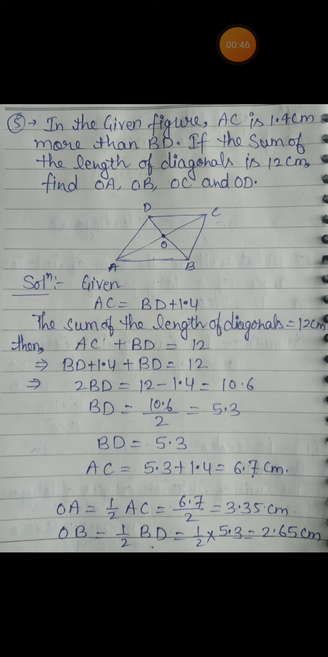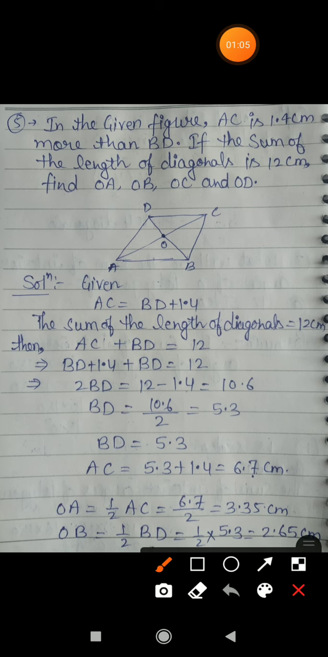In the given figure, AC is 1.4 centimeters more than BD. If the sum of the lengths of the diagonals is 12 centimeters, then you have to find OA, OB, OC and OD. Here the figure is given. See it on the screen of your mobile. This is your figure. In this figure, there are four sides AB, BC, CD and DA.